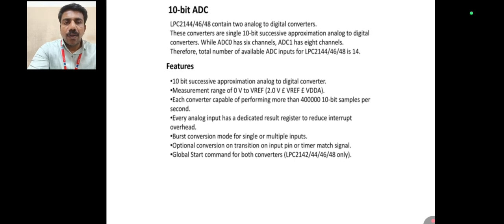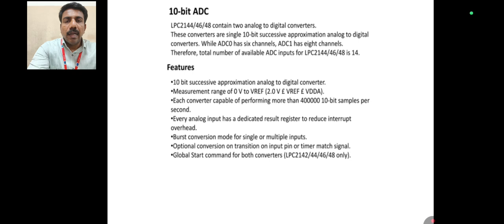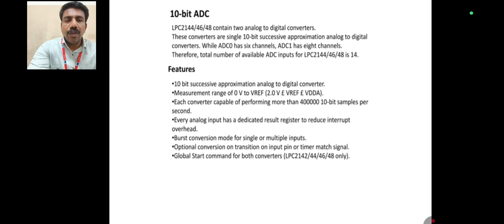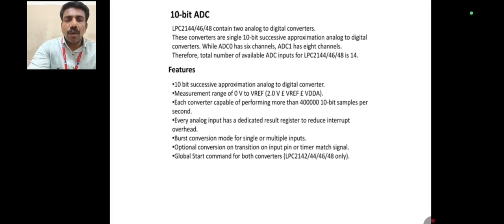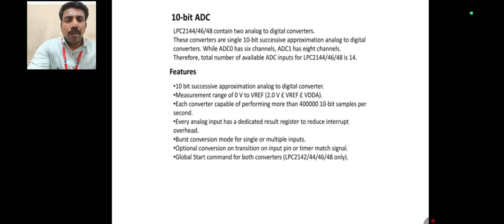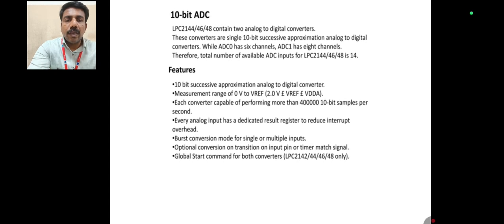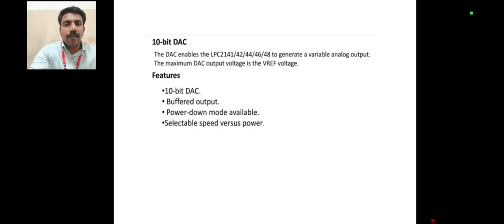The features include a 10-bit successive approximation analog to digital converter. It has a measurement range of 0 volts to V reference voltage. It is able to convert values up to 10-bit samples. It has a dedicated result register to reduce interrupt overhead. It also has burst conversion mode for single or multiple inputs.